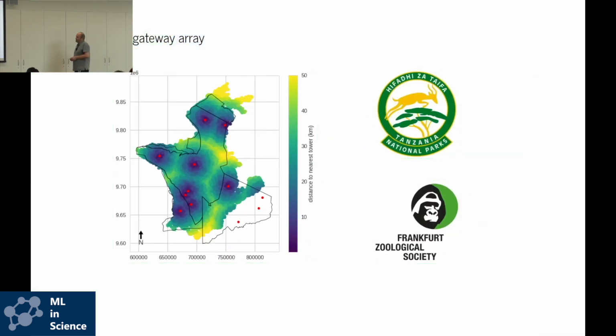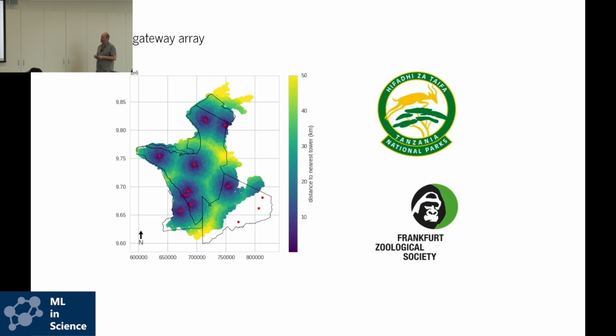So we've been working with Tanzania National Parks, and they're the governmental organization that manages national parks across the country, and also the Frankfurt Zoological Society. So they're a conservation organization that have a long history working in Serengeti and Tanzania and across Africa. And these two organizations have been developing a LoRa gateway array. So this is a long-range radio network. It's very similar to mobile phone towers, but it's lower power and longer range.